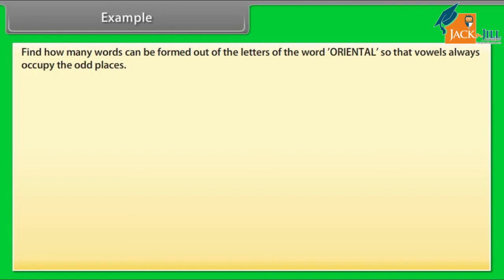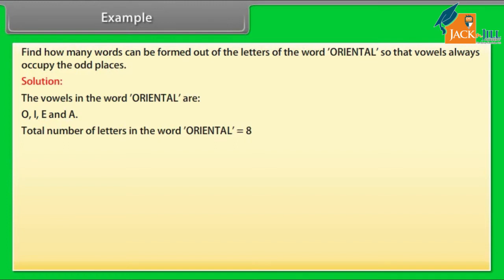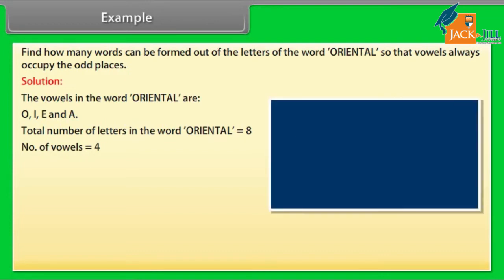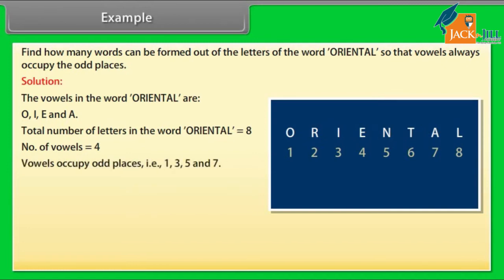Find how many words can be formed out of the letters of the word Oriental so that vowels always occupy the odd places. Solution: the vowels in the word Oriental are O, I, E and A. Total number of letters in the word Oriental is equal to 8. Number of vowels is equal to 4. O, R, I, E, N, T, A, L. 1, 2, 3, 4, 5, 6, 7, 8. Vowels occupy odd places, that is 1, 3, 5 and 7. Number of odd places is equal to 4.